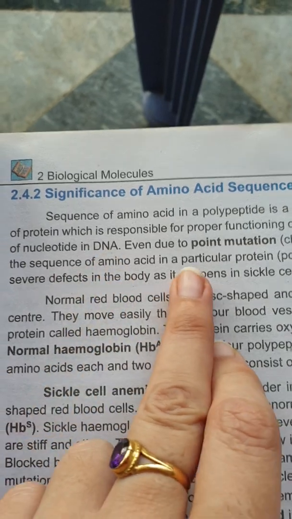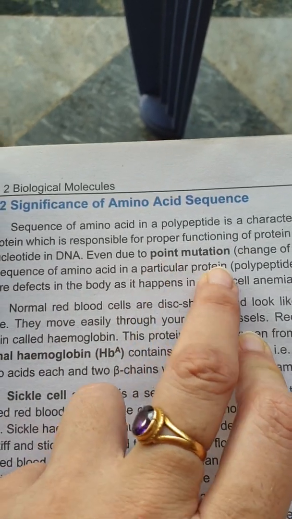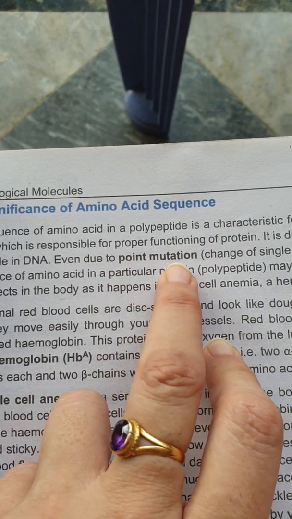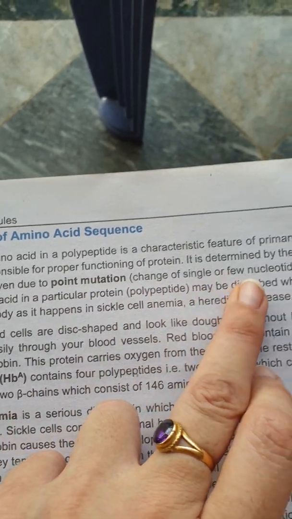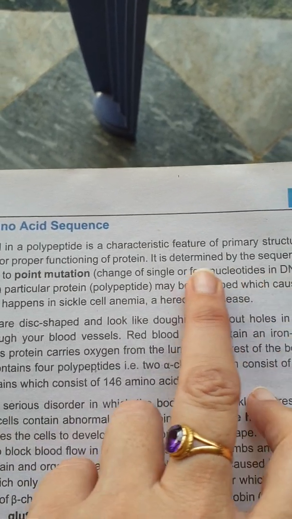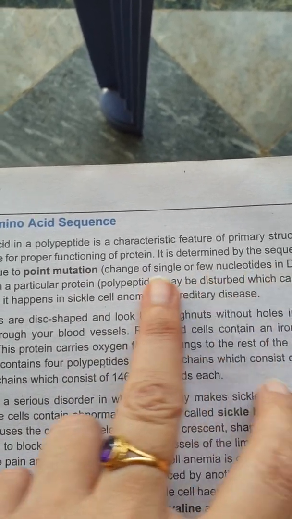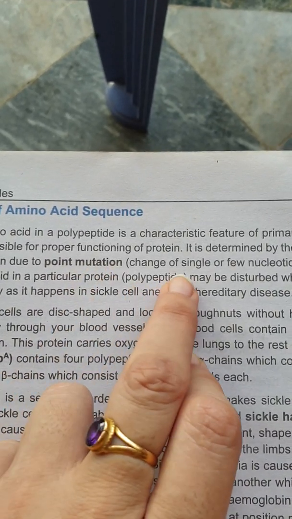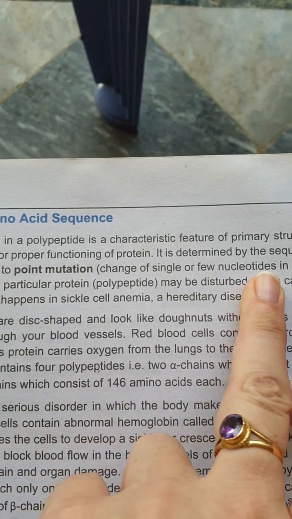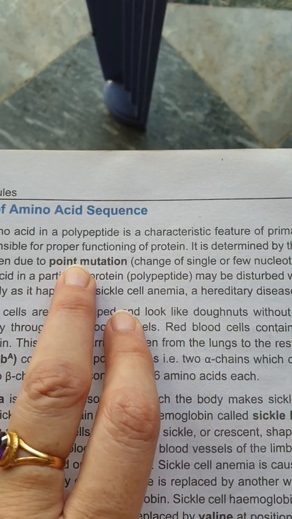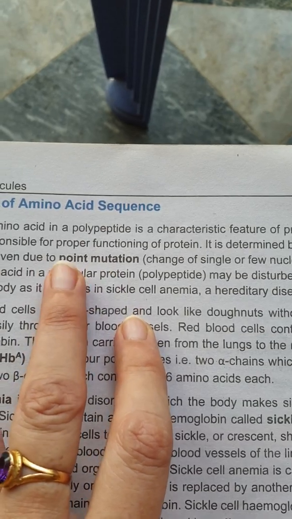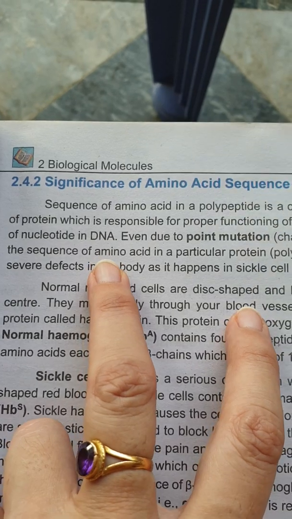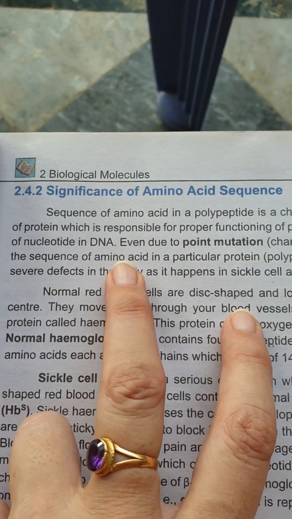Sometimes if DNA is not working in a specific manner, point mutation occurs, changes of a single or a few nucleotides in DNA. What is mutation? Sudden changes in the DNA. Sometimes the nucleotides of the DNA change and it cannot give the correct information for the gathering, for the collection of the amino acids.